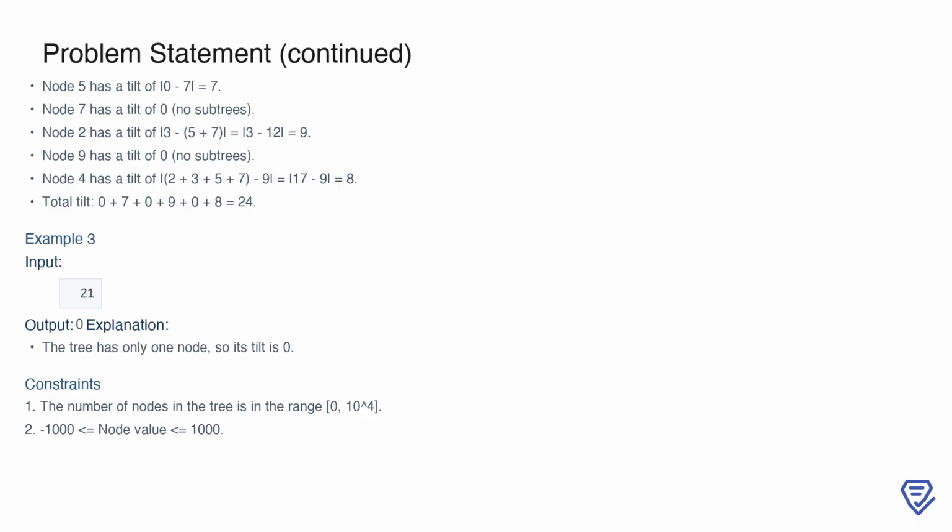Finally, for the root node 4, the sum of the left subtree is 2 plus 3 plus 5 plus 7, which is equal to 17, and the right subtree sum is 9. The tilt for node 4 is |17 - 9| equals 8. Adding up all the tilts, we get 0 plus 7 plus 0 plus 9 plus 0 plus 8 is equal to 24. This gives us the total tilt for the tree in this example.